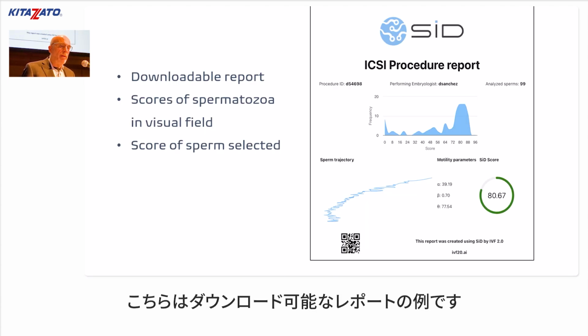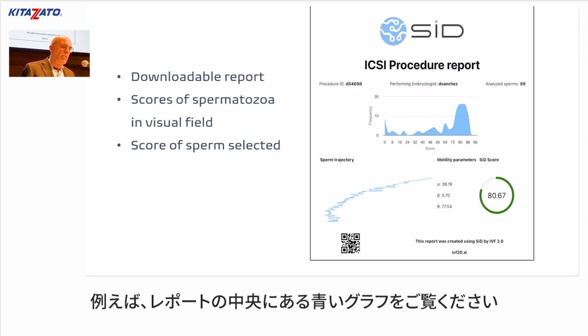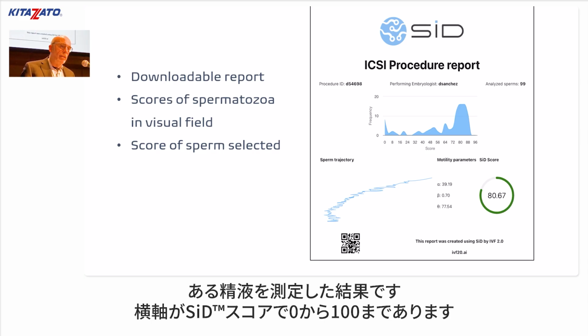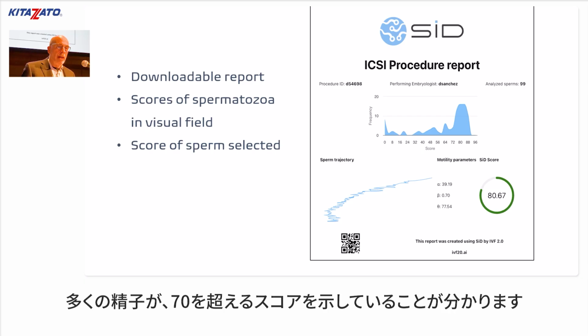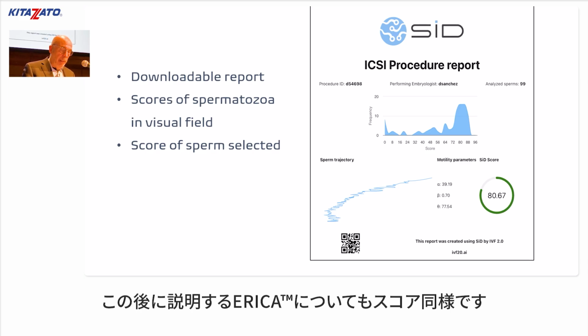There are downloadable reports. So, for instance, you see in this graph on the right, in the blue line in the middle of that report, that most of the spermatozoa in that particular sample that was tested gave a score of over 70%. And the score is going up to 100%. It goes from 0 to 100. It's the same for Erica, and I'll come to that shortly.